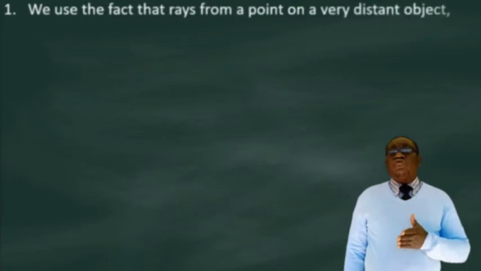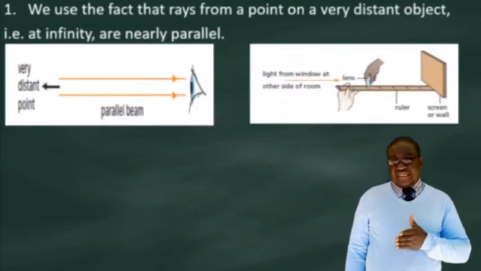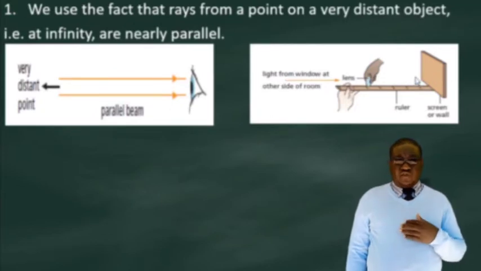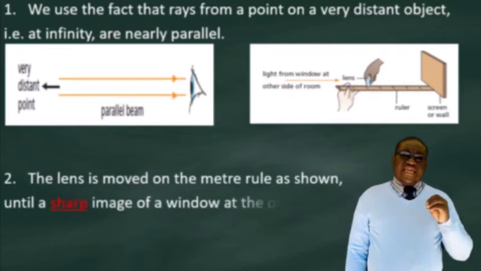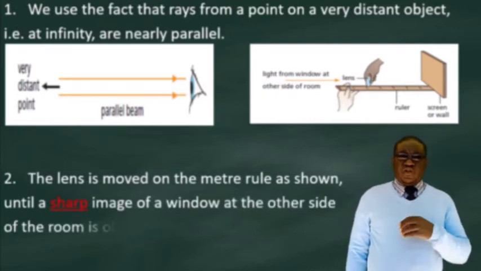Now, to find the principal focus of a lens, take the lens as shown in the diagram, move the lens towards the screen until you can see an image through the window. Okay, so you've got to do this experiment with the window open so that an image of what is outside is shown on the screen.